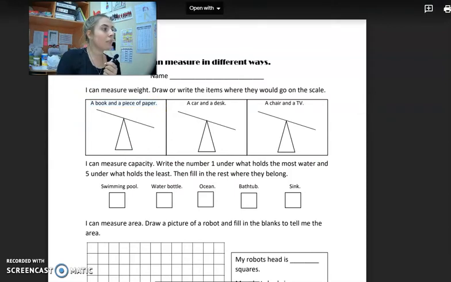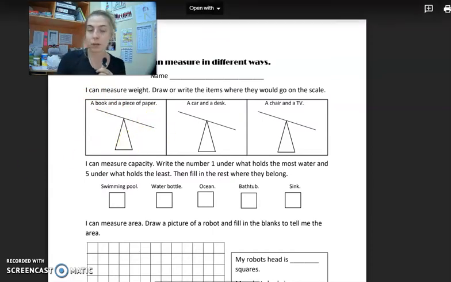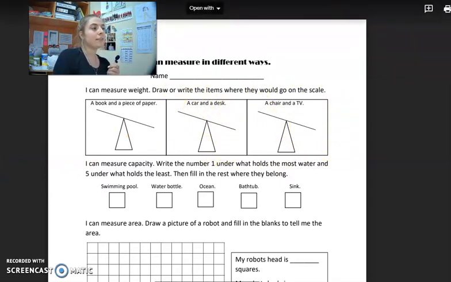When we're measuring on a scale, where does the heavy thing go? Does it go up or does it go down? Where does the light thing go? Does it go up or does it go down? So where would the book go? Would it go here or would it go here? And then the piece of paper would go on the other place. For the second one, you have a car and a desk. And for the third one, you have a chair and a TV.